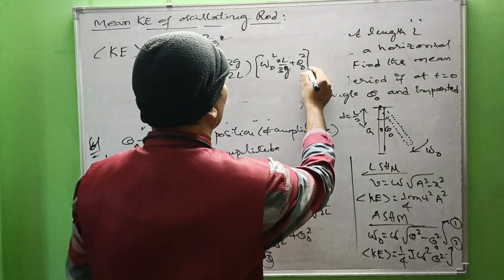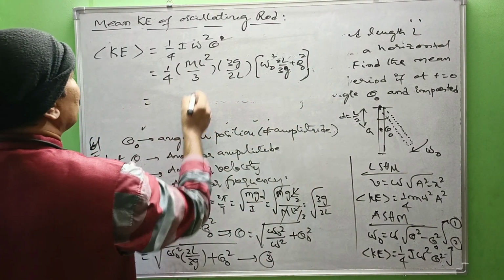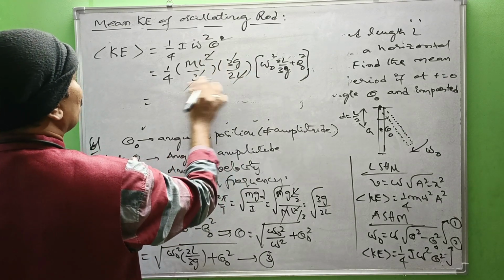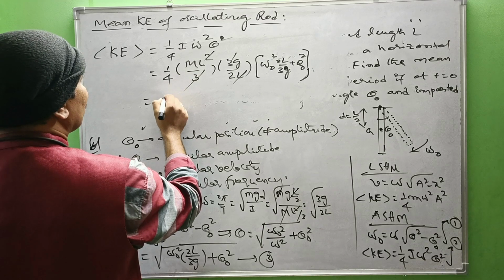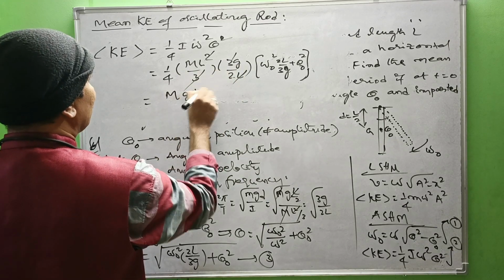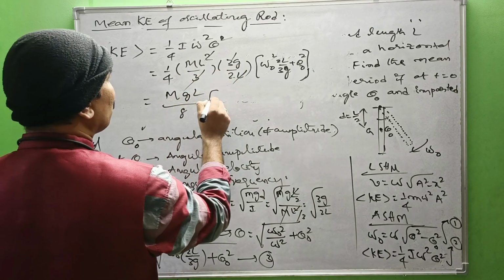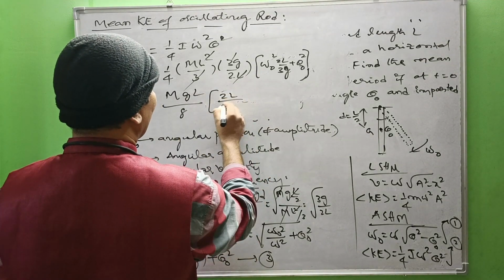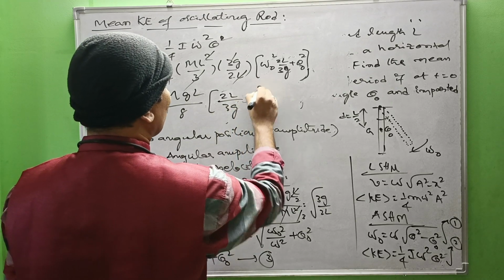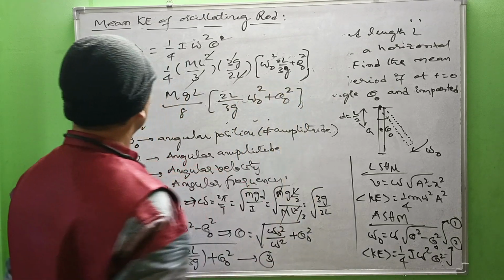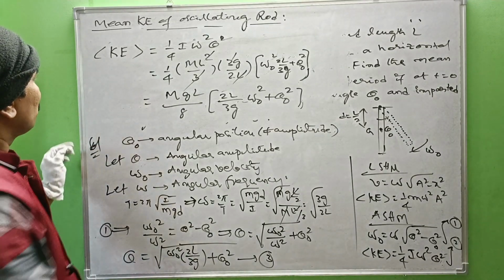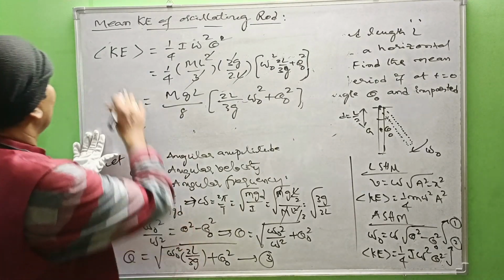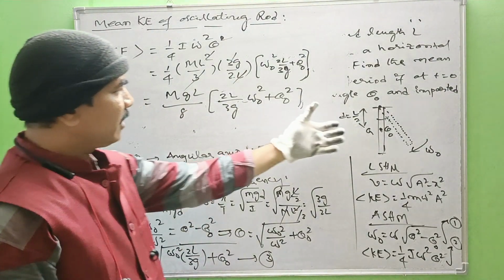So 3 cancels, L square and L cancel. We are left with 2 4 8, so mgL by 8 into 2L by 3g into omega naught square plus theta naught square. So this is the ultimate average kinetic energy in case of the given sum.